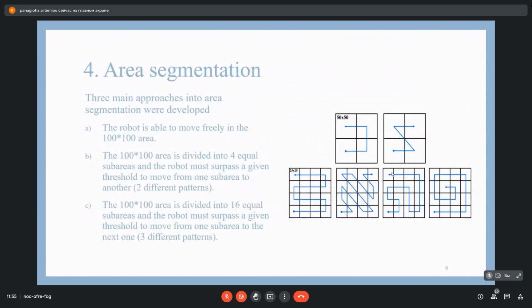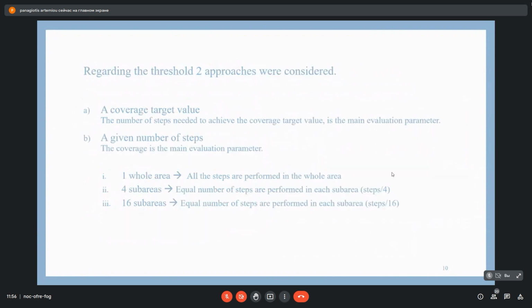So now to optimize this technique, we divided the area into equal sub-areas and we introduced a 100 by 100 area to be explored. We divided that area into 4 and 16 sub-areas and examined 2 and 4 different patterns for each approach respectively. Regarding the threshold of moving from one sub-area to another, 2 approaches were considered.